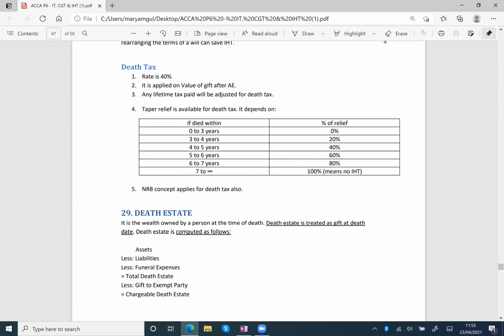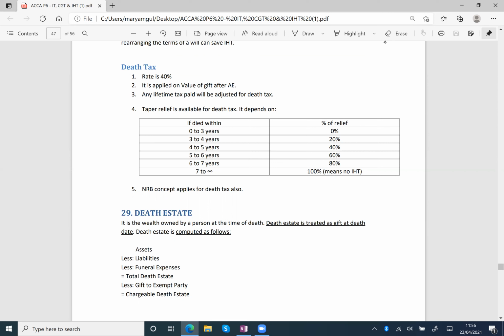Now death tax. You can see the heading death tax. The death rate is always 40% on gifts. Second point, it is applied on value of gift after annual exemption. Third, any lifetime tax paid will be adjusted for death tax. And fourth, taper relief is also available for death tax.